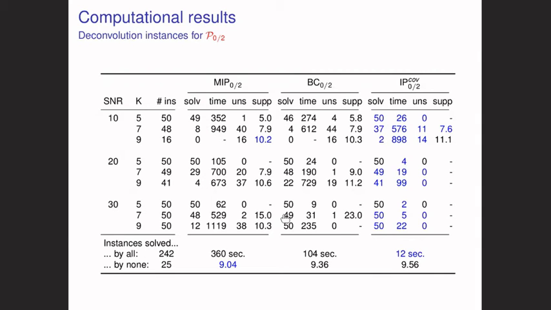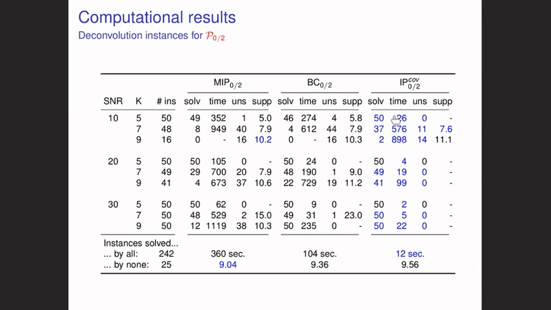So in the first set of instances, I don't have time to describe all the set of instances, but what we are seeing here is for different groups of instances, each line is a group of instances, we are showing how many instances are solved by each method, in the average time for that, and how many instances are unsolved, and the average support found for that set of unsolved instances. And what we can see here is that actually our new approach is really, really efficient. So it really beats the existing approaches for this problem.